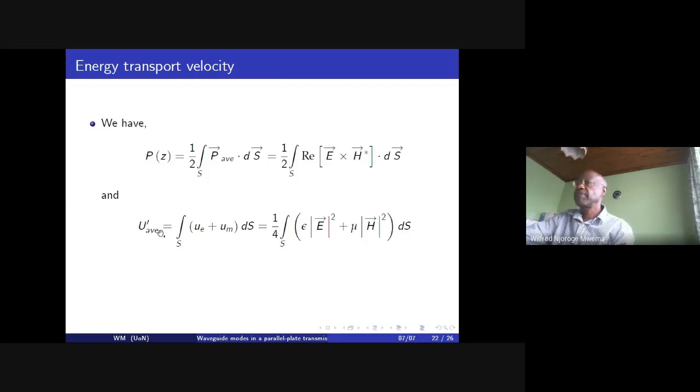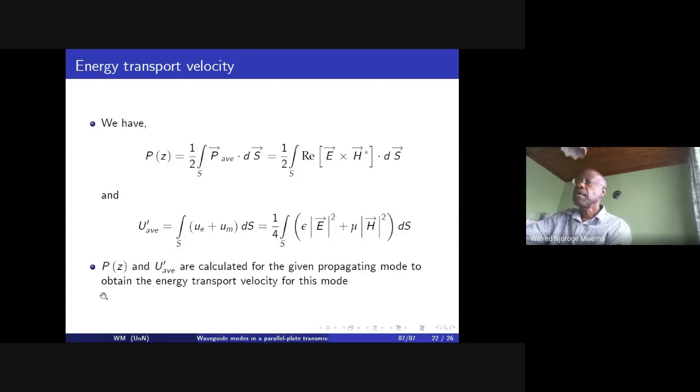And U average prime is going to be given by the integral over that cross section of the energy stored in the electric field and the energy stored in the magnetic field, which are time average values, divided and multiplied by ds, that is over the ds of the cross section, and this will give us a value of a quarter of the integral of s into epsilon E star. This is something you obtain from electrostatics, and that will be the magnetic energy density.